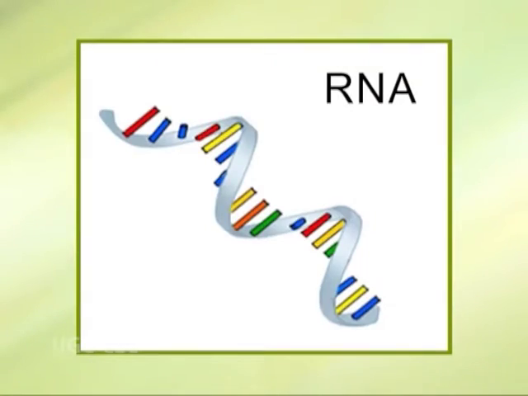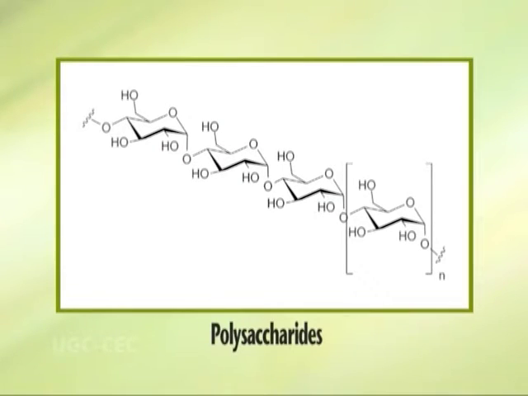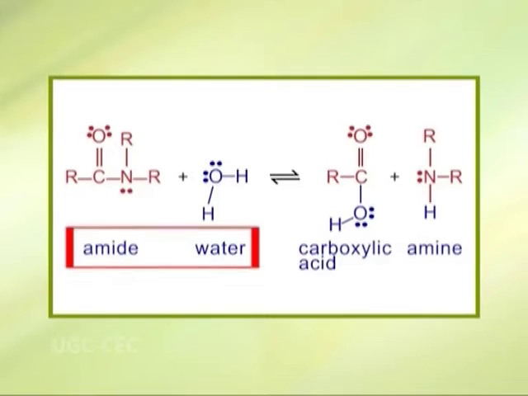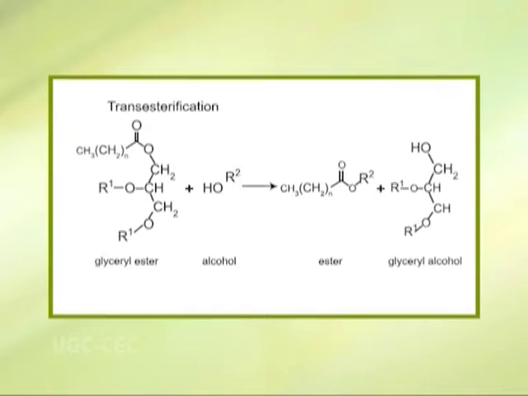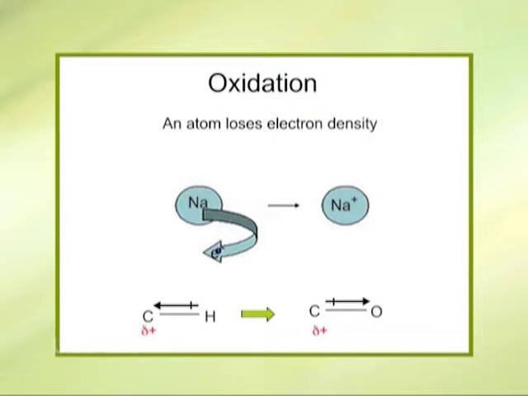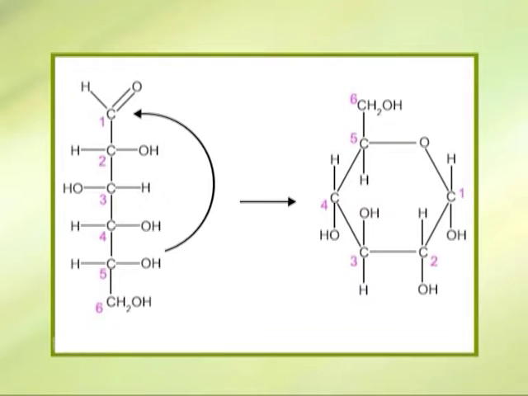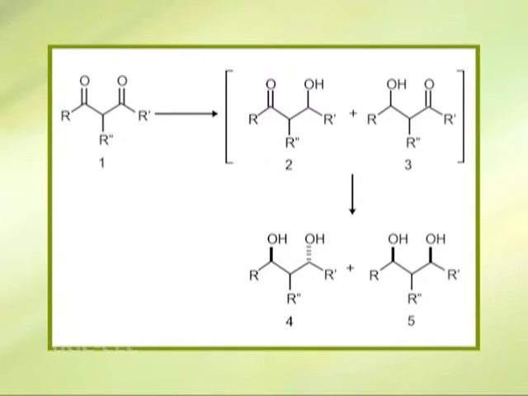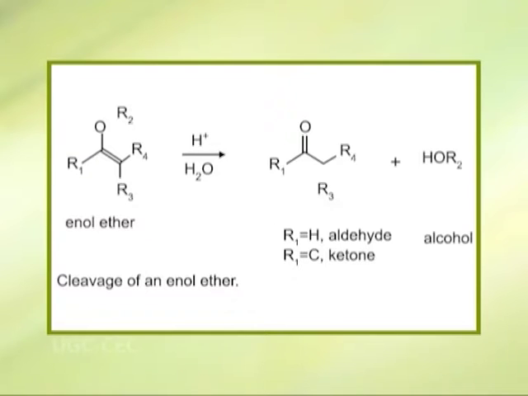Abzymes are usually artificial constructs. They can also be obtained from human and animal serum. These are capable of hydrolyzing proteins, DNA, RNA, polysaccharides, and so on. Some other reactions catalyzed by Abzymes include amide hydrolysis, transesterification, photocleavage, oxidation, cyclization, reduction of diketone, and hydrolysis of enol ethers.